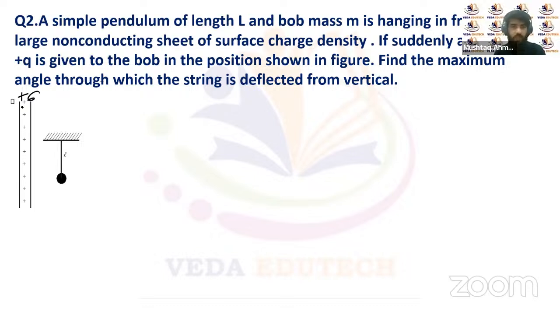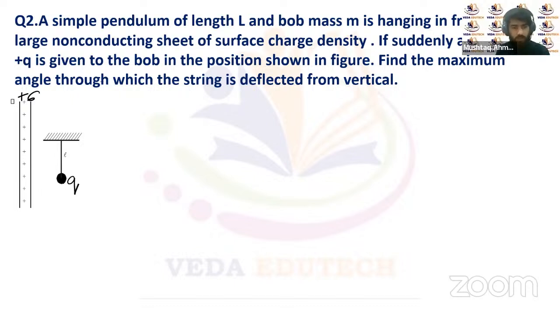If suddenly a charge plus q is given to the bob, right? Suddenly a charge q is given to this bob of length L, in the position shown in the figure. We have to find the maximum angle through which the string is deflected from the vertical. We have to find the maximum angle through which this string will be deflected.